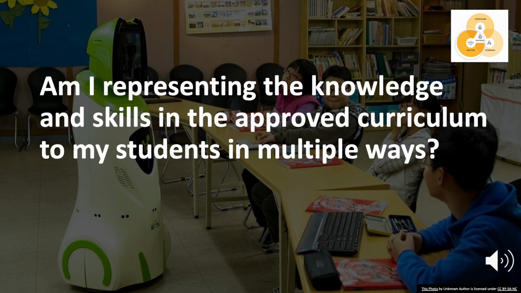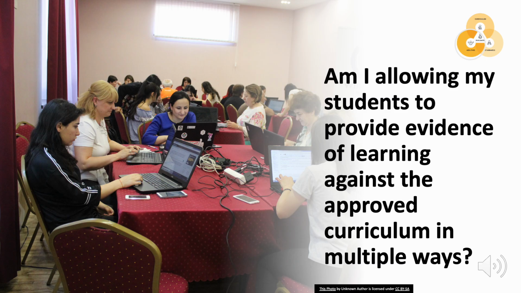The second question relates to the content descriptions in the Australian curriculum. Teachers are encouraged to ask themselves, am I representing the knowledge and skills in the approved curriculum to my students in multiple ways? The final question relates to the achievement standards in the Australian curriculum. Teachers need to ask themselves, am I allowing my students to provide evidence of learning against the approved curriculum in multiple ways?